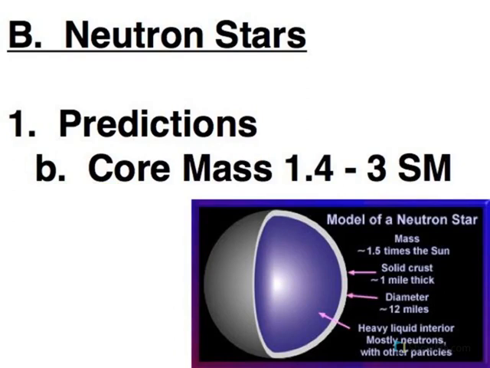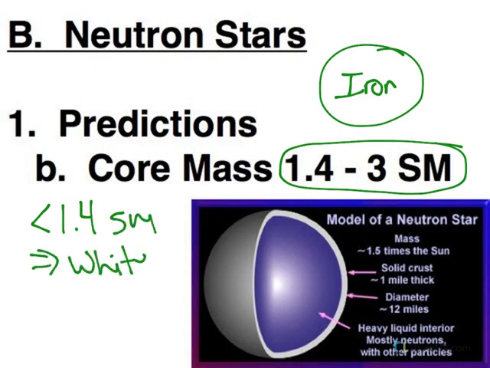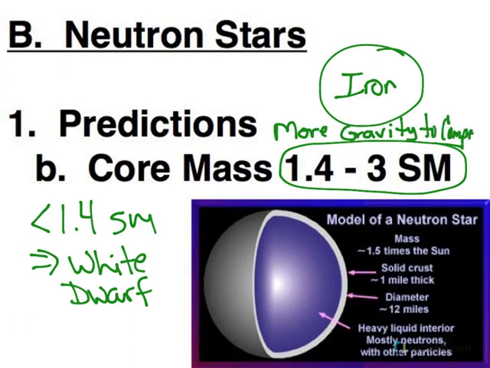Now recall that these higher mass stars ultimately end up with a core of iron. Well, that iron core needs to be somewhere in the range of 1.4 to 3 solar masses. Less than 1.4 solar masses, we know that will turn into a white dwarf. So here we're looking at the next step up, something that's more massive, has more gravity to compress, and it will become a different beast. In this case, it will become a neutron star.